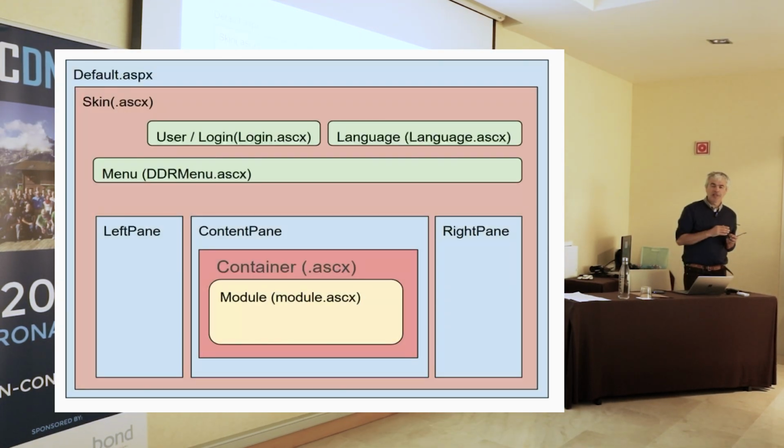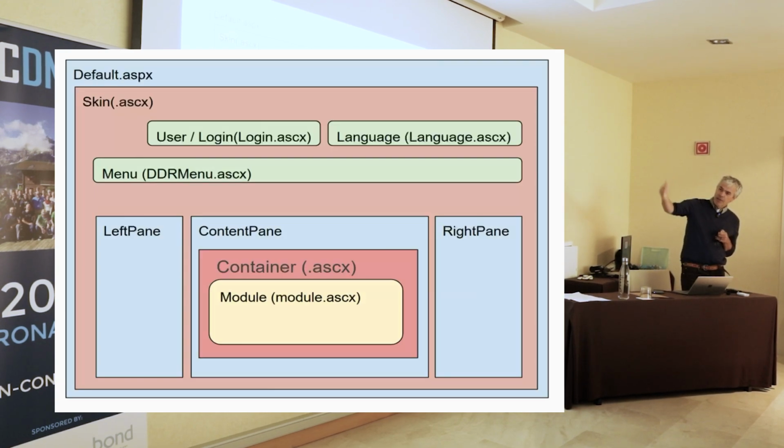If we go a little bit more in detail of how a page is rendered in DNN, we have a unique webform page, the default ASPX. You know about that probably. It's a unique page that dynamically renders the different pages of your website.